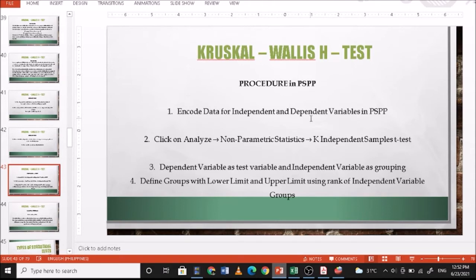So the procedure in PSPP is the same as your Mann-Whitney U. Encode data for independent and dependent variables in PSPP. You click on Analyze, Non-Parametric Statistics, K Independent Samples. Put the dependent variable as the test variable and the independent variable as the grouping variable. Then define groups with a lower limit and upper limit using the ranks of the independent variable. So the lowest rank is your lower limit and the highest rank is your upper limit.